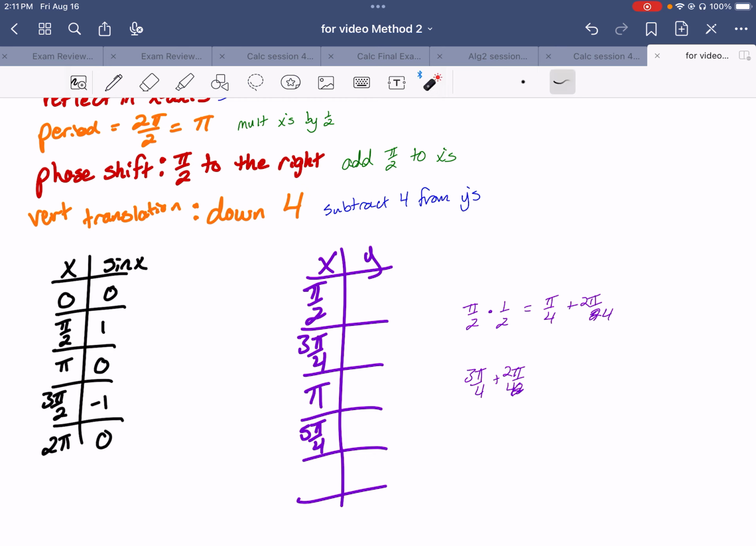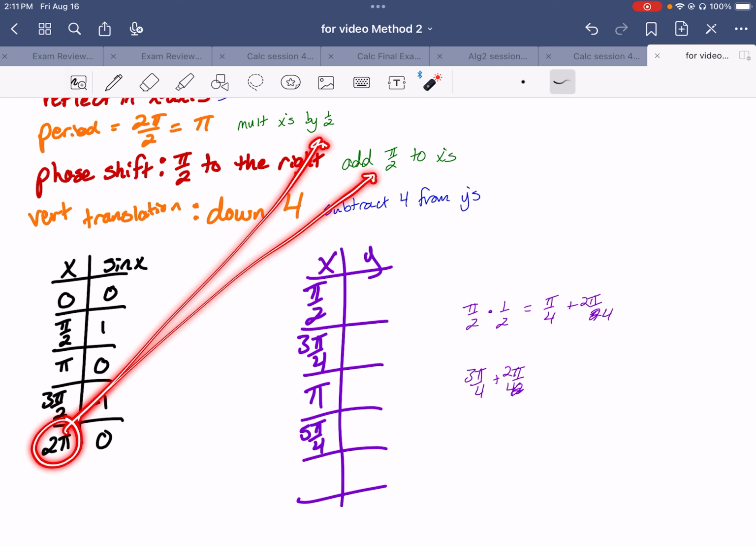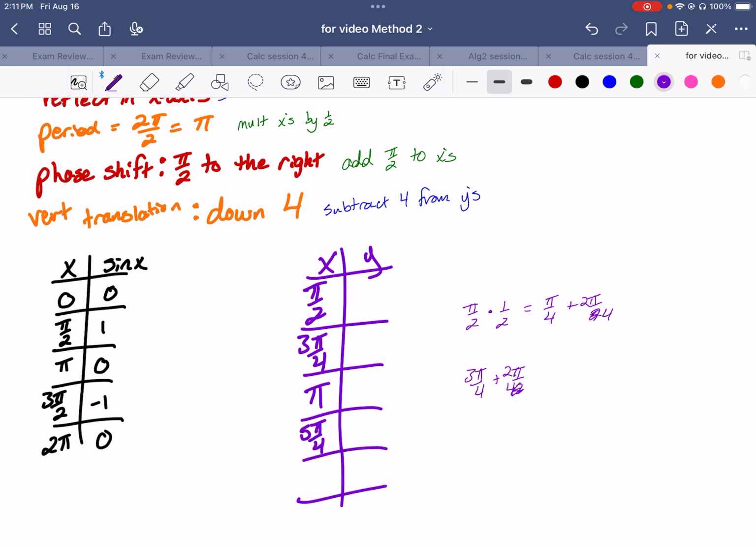And finally, we have 2 pi multiplied by half. This is going to be 1 pi, and 1 pi plus pi over 2. That's going to be like 1.5 pi, or 3 halves pi.